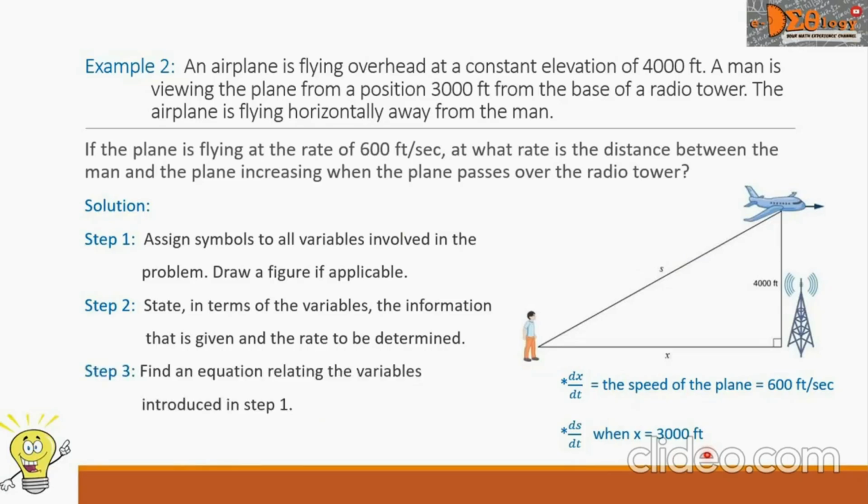Step 3. Find an equation relating the variables introduced in step 1. Looking at our figure here, we can deduce a right triangle. And by the Pythagorean theorem, we can write x squared plus 4,000 squared is equal to s squared.